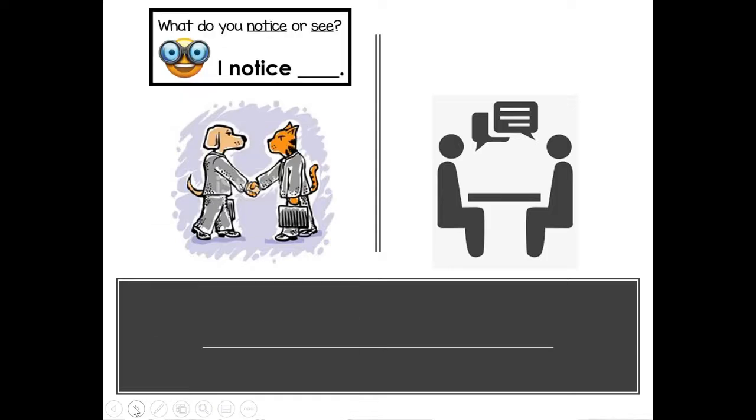So here's our first 2 pictures that stand for a word. And my question to you is, what do you notice or see in one or both of the pictures? I notice or I see. Well, in the first picture, I notice a dog and a cat are agreeing on something. They're shaking hands. And dogs and cats don't normally get along. And in the second picture, I notice 2 people are talking. Maybe they're trying to solve a problem.